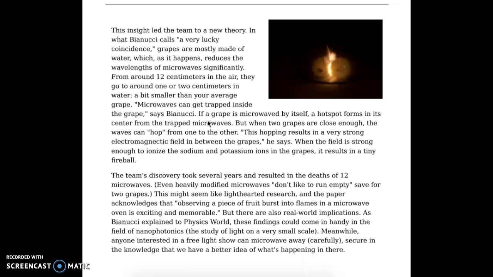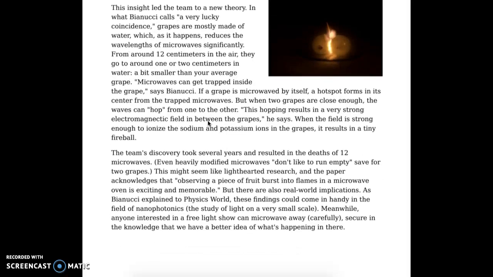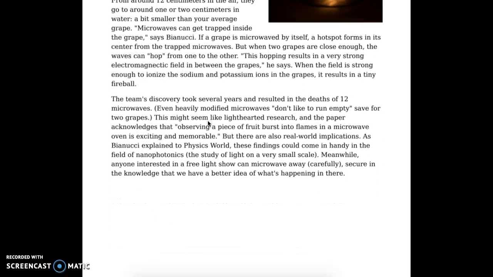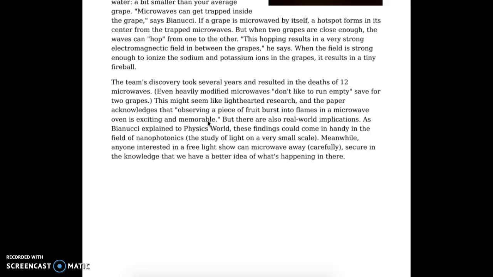This insight led the team to a new theory, in what Bianucci calls a very lucky coincidence. Grapes are mostly made of water, which, as it happens, reduces the wavelengths of microwaves significantly. From around 12 centimeters in the air, they go around 1 or 2 centimeters in water, a bit smaller than your average grape. Microwaves can get trapped inside the grape, says Bianucci. If a grape is microwaved by itself, a hot spot forms in its center from the trapped microwaves.